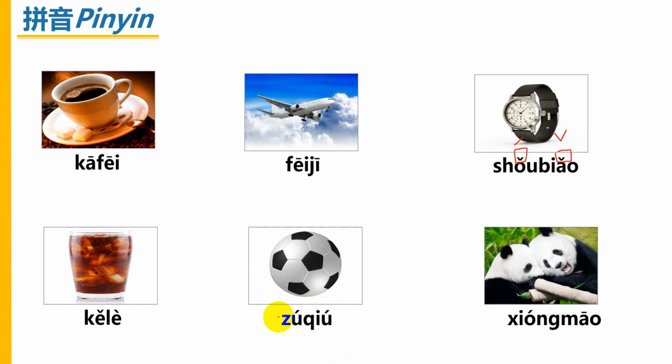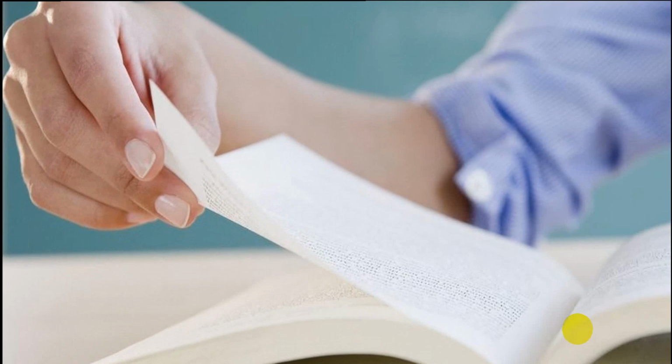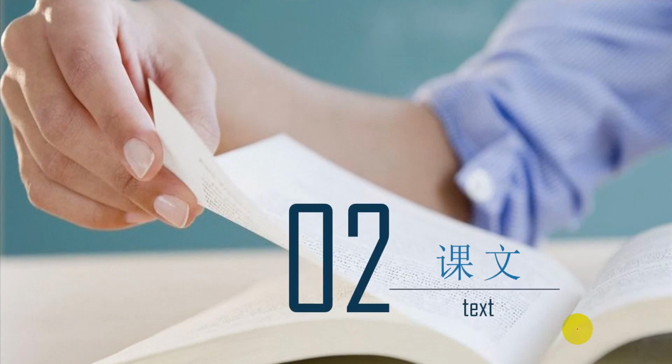Yes, now also the second one, 足球. 足球. Yeah. 足球. OK, the panda. Yes, 熊猫. OK, 熊猫, the panda, yeah. Now, so this one is something of the Chinese pinyin, and the next we can review the dialogue.